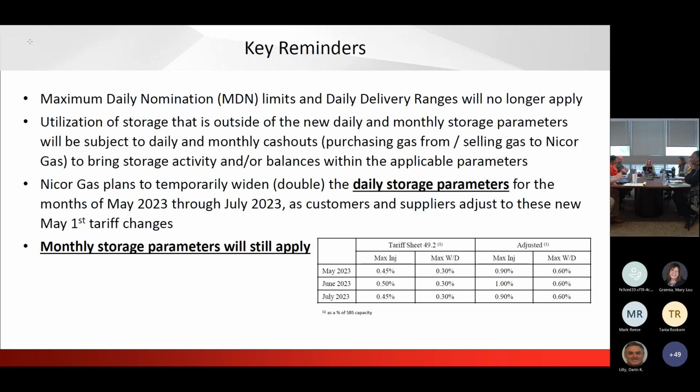The table included on this slide shows the daily storage parameters for each of these months. The two columns on the left-hand side show the daily parameters as they're stated in the tariff, and the two columns on the right-hand side show what parameters will be adjusted to for the months of May through July.